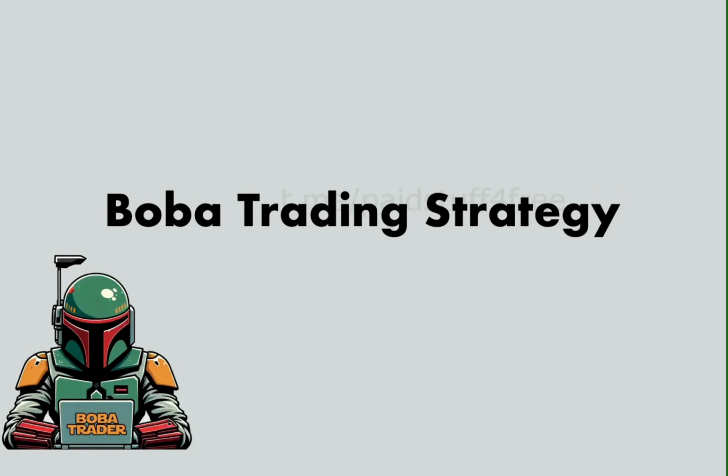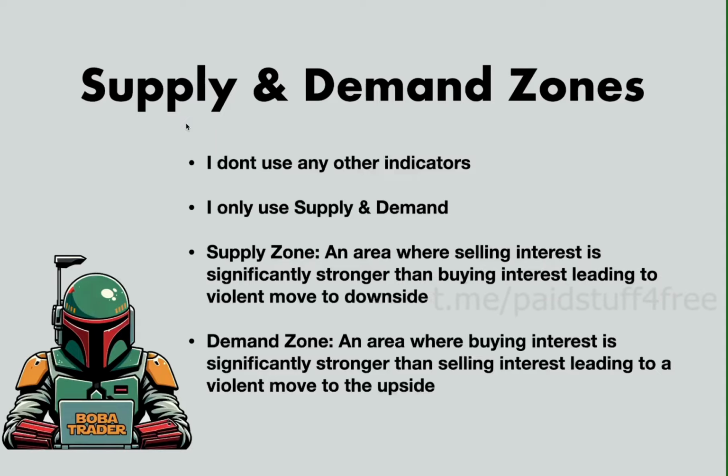Let's break down my trading strategy. So, I strictly use supply and demand zones when I trade. I don't use any other indicators. A supply zone is an area where the selling interest is stronger than the buying interest, which leads to a violent move to the downside for the stock or the ETF or the crypto, whatever you're trading. A demand zone is an area where the buying interest is stronger than the selling interest, and that leads to a violent move to the upside.